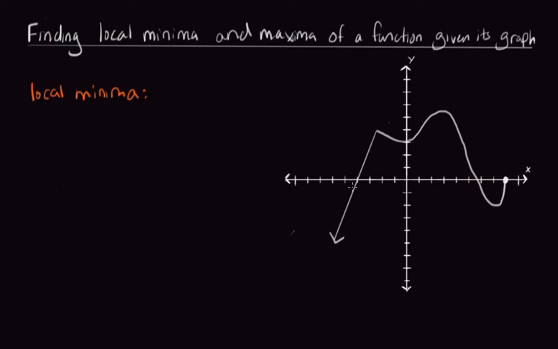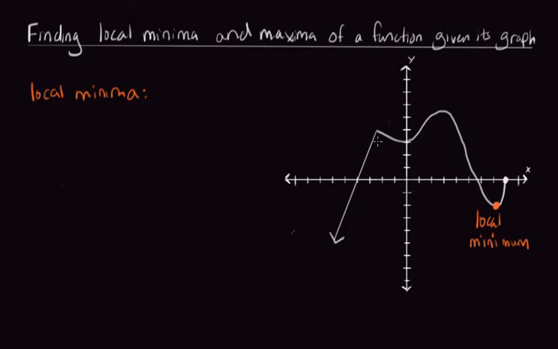So if we look at this graph, can we see a place where it's the lowest in a particular area? It looks like the bottom of a valley or the bottom of a bowl. And you should be seeing one place like that, which is right here. So this is a local minimum because it's the lowest place in this area. It looks like the bottom of a valley, or the bottom of a bowl or something like that. So this is a local minimum.